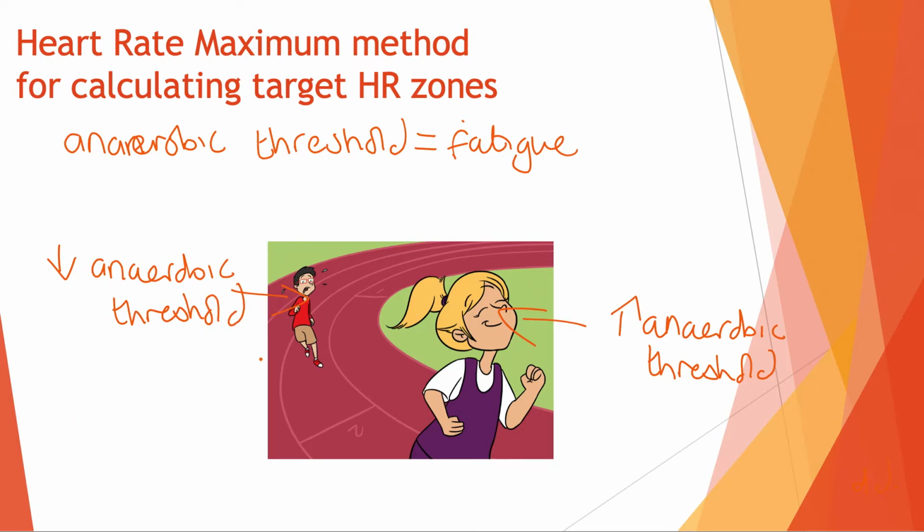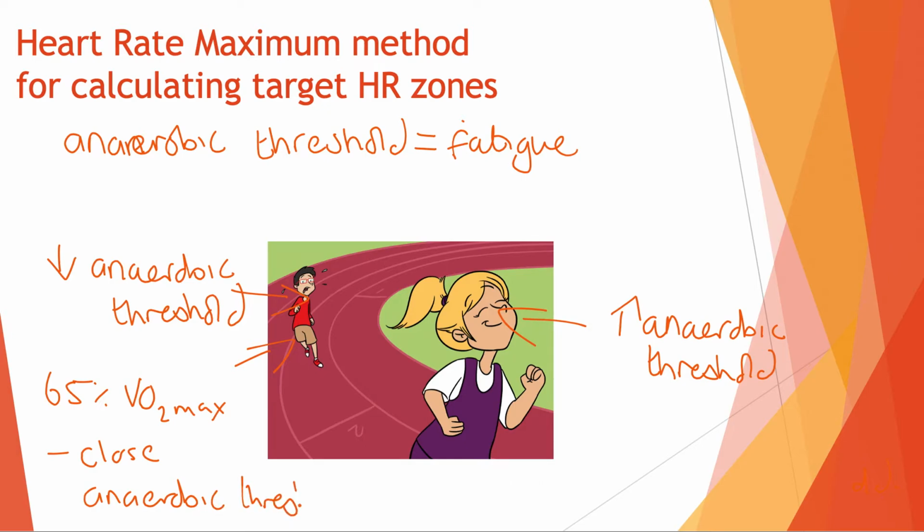In real terms, what does that mean then? So if this individual's working at 65% of, let's say, their VO2 max, in this example, that might be quite close to their anaerobic threshold. On the other hand, this trained individual also working at 65% of their VO2 max, for them, this is far away from their anaerobic threshold.